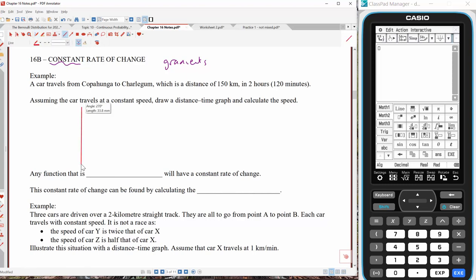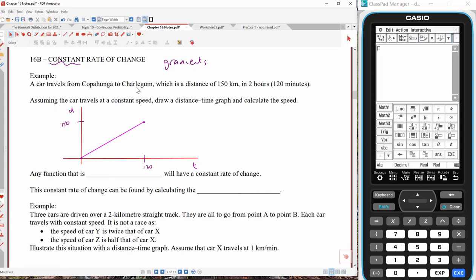So we've got the vertical and the horizontal, and we've got the time, which goes on the x-axis, and distance, which goes on the y-axis. So at time zero, no distance has been covered, and 2 hours later, or when t equals 120, we've done 150k. So we've got that point there. Let's just draw our line connecting the 2 points. Okay, and there's our graph there.